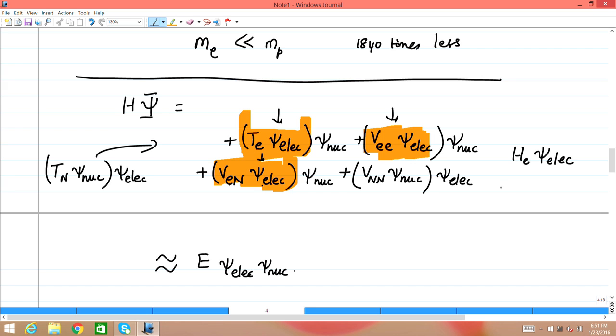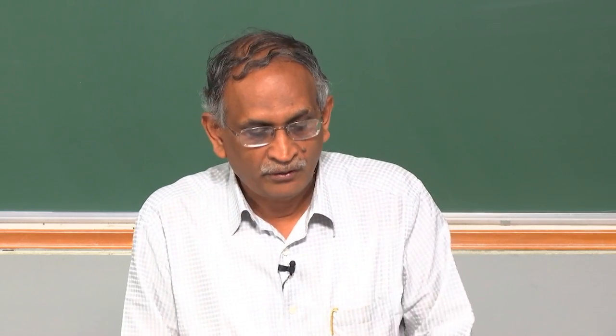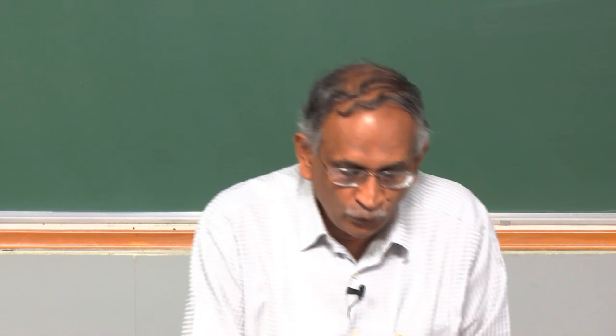And what does it give? It gives you E, a function of the nuclear positions R1, R2, Rn, times psi electronic. Therefore, we substitute that and then solve the rest of the problem. The rest of the problem contains the nuclear.